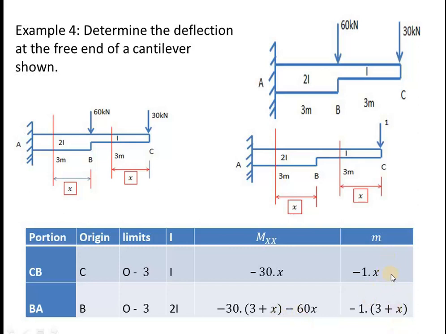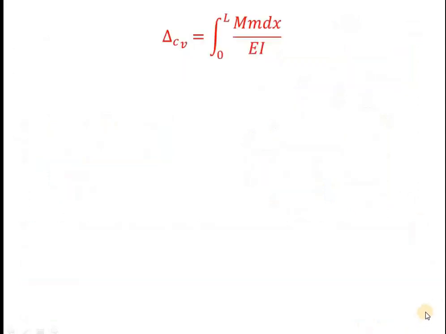Next, this column is due to the unit load. When we remove the external loading, we apply 1 unit load here. In the portion CB, what is the bending moment? Minus 1 into X. Okay. Then when the section comes here, this section automatically goes. Now for this section, again it is minus 1 into the distance between this and this section. So here to here it is 3 and here to here is X. So it will be minus 1 into bracket 3 plus X.